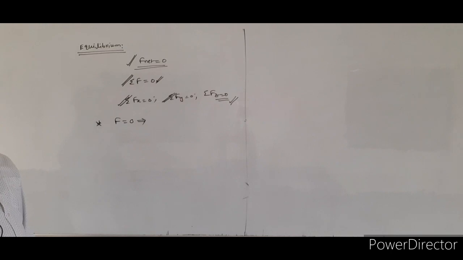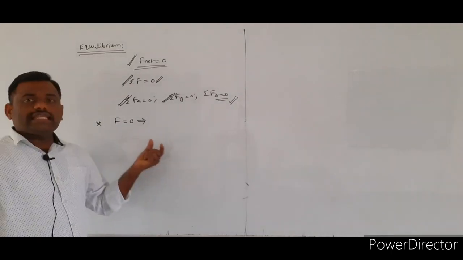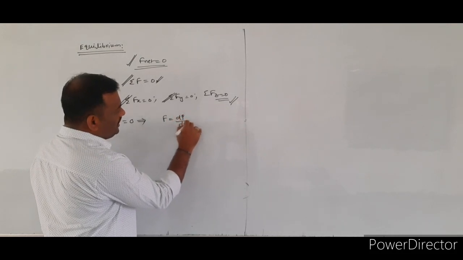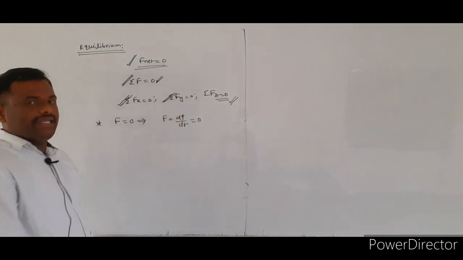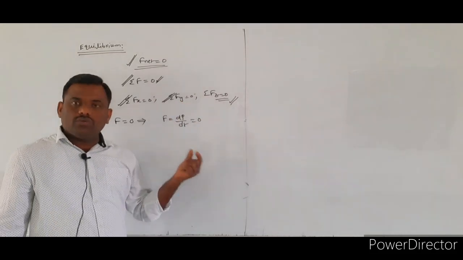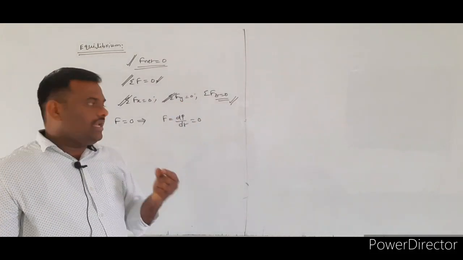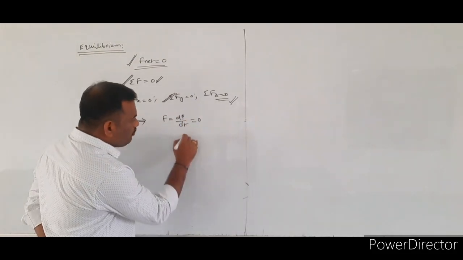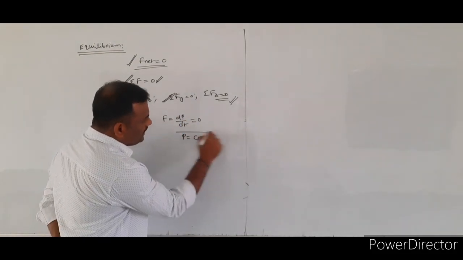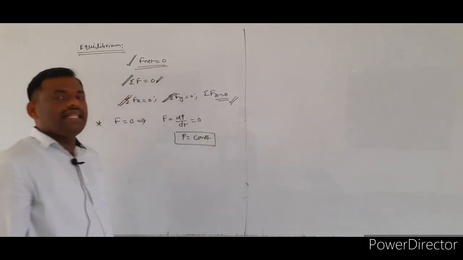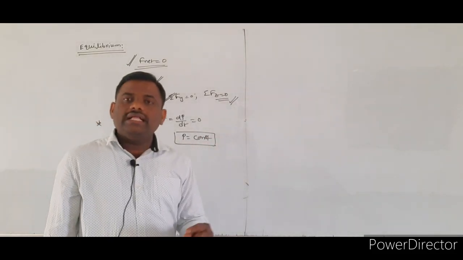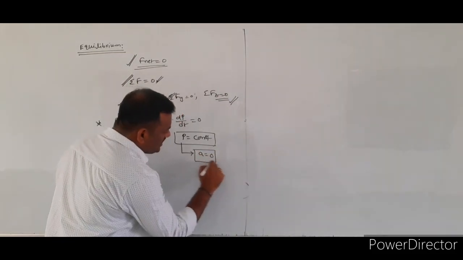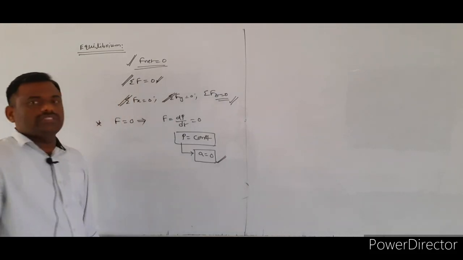The net force acting on the object is equal to 0. If the net force acting on the object is equal to 0, according to Newton's second law, F is equal to dP by dt, that value is also equal to 0. If dP by dt is equal to 0, it means the momentum value will be constant. If the momentum value is constant, there is no change in momentum. That's why the acceleration of the system is also equal to 0.